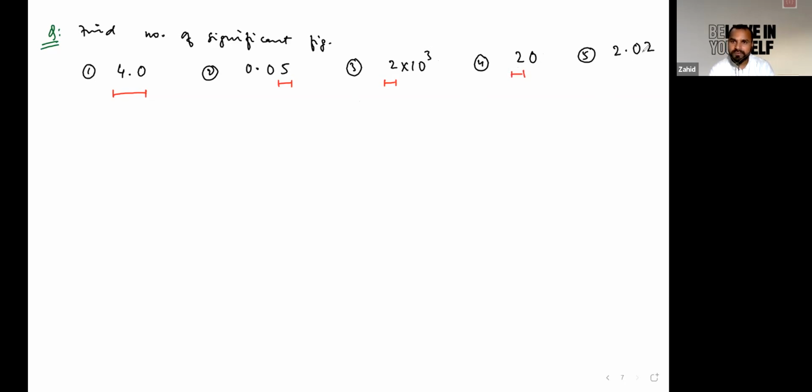In the fifth, if 0 lies in between two non-zero digits, it will be significant. So in these parts, we have 2 digits, 1 digit, 1 digit, 1 digit, and 3 digits. Is it clear? Wahid, any doubt?